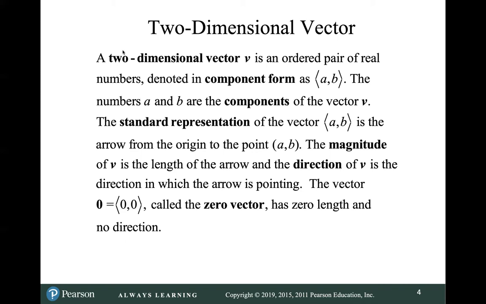The magnitude of V is the length of the arrow. It's the distance. And the direction of V is the direction in which the arrow is pointing. Oftentimes, we label that theta.